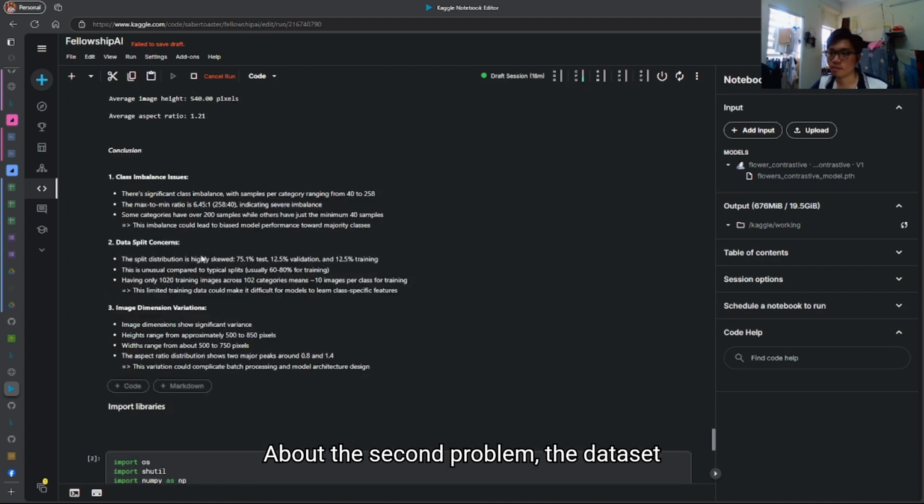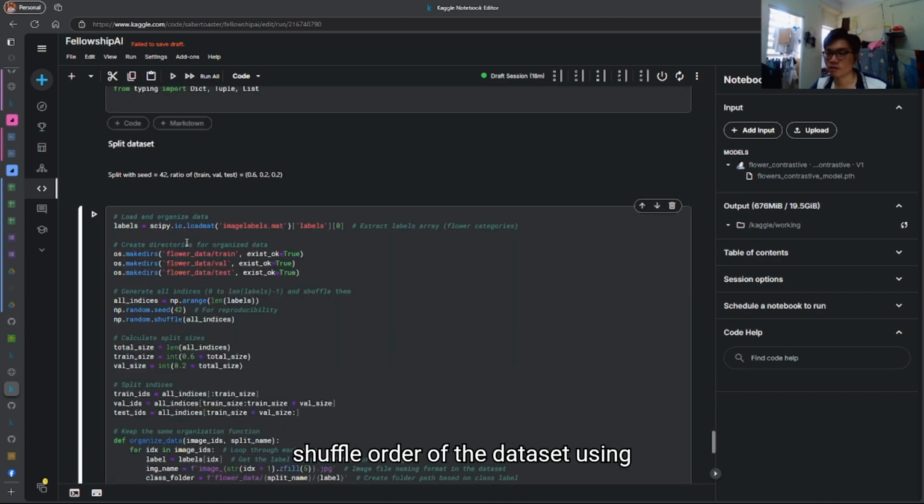About the second problem, the dataset split concerns, I pre-ordered the dataset using a random split with a seed equal to 42 and the ratio of train, validation and test respectively equal to 60%, 20% and 20%.